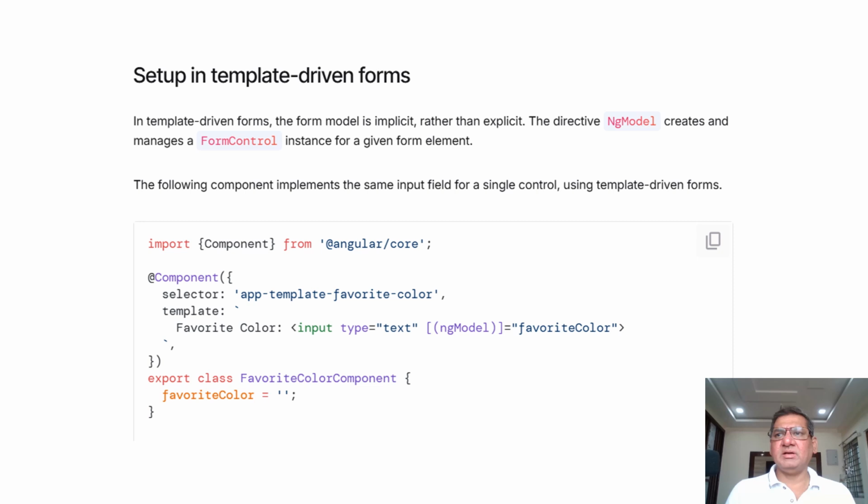The previous screen showed the form control information that we use in reactive forms. In template driven forms, instead of form control, we use ng model. Favorite color is the ng model. On the template, you use it like input type text, ng model equal to favorite color. Favorite color is the control name. In template driven forms, we use ng model to construct that text box control.